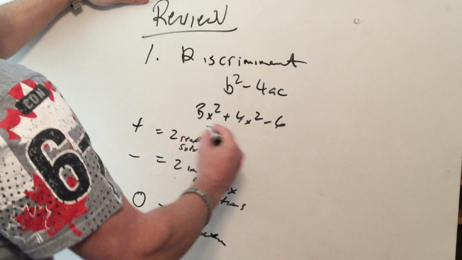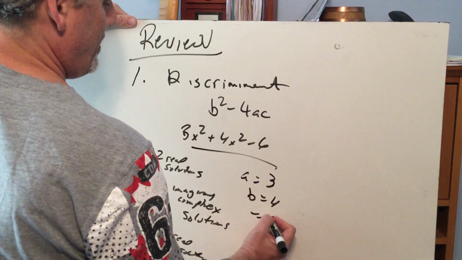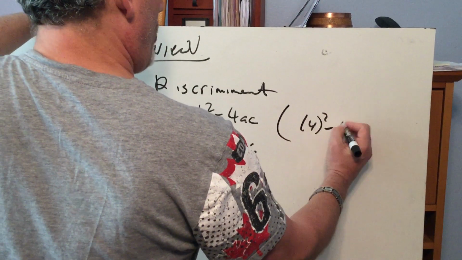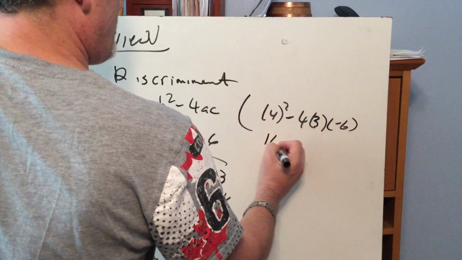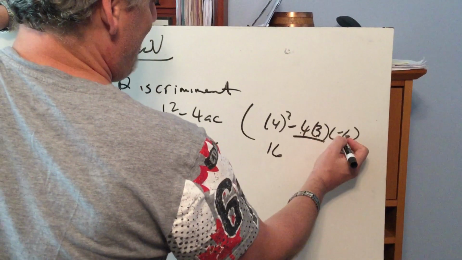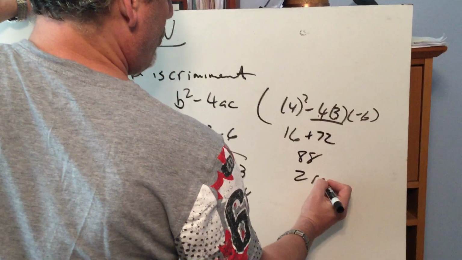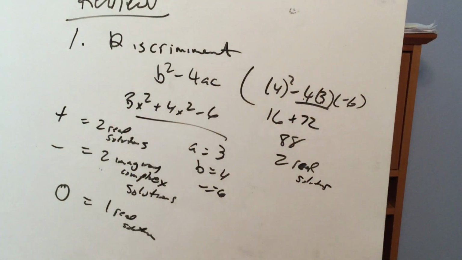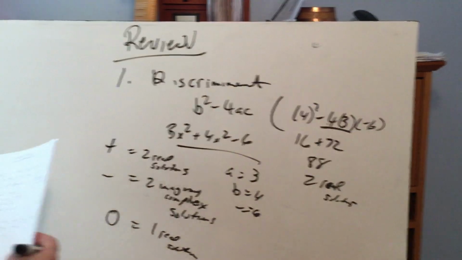So for example, let's do this one real fast. Your a is 3, your b is 4, your c is negative 6. Plug it in. Everything goes in brackets. 4 squared minus 4 times 3 times negative 6. 4 squared is 16. Order of operations: negative 12, be careful, times negative 6 is positive 72. The answer is 88. You write 2 real solutions. Got it? That's all you have to do. So that's the discriminant. You're going to get probably a few questions on that.